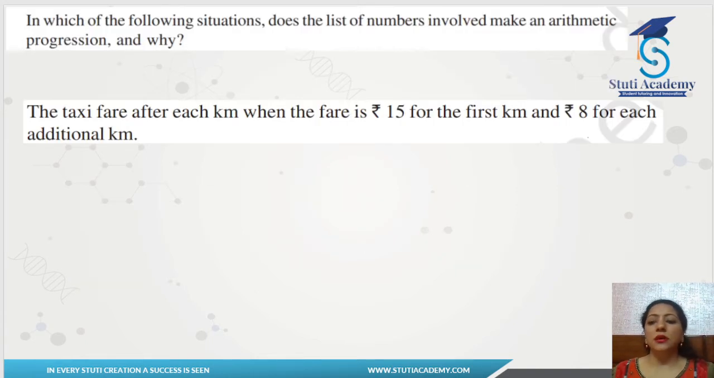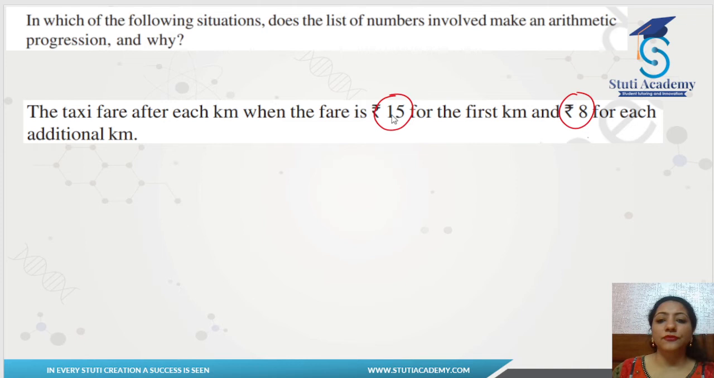Now let us discuss some questions which are based on NCERT. It's given on page number 99, exercise 5.1, question number 1. In which of the following situations does the list of numbers involved make an arithmetic progression and why? The first one: the taxi fare after each kilometer when the fare is rupees 15 for the first kilometer and rupees 8 for each additional kilometer. So is this an arithmetic progression? I'm repeating this: the taxi fare each kilometer when the fare is 15 rupees for the first kilometer and 8 rupees for each additional kilometer.